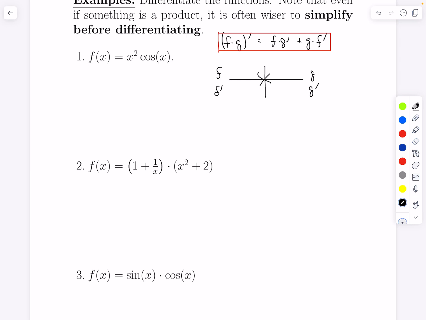Okay, here we go. We write down x squared, and we write down cosine x, yeah? This is f, and this is g. And we take the derivative. The derivative of x squared is 2x. The derivative of cosine is minus sine. And then x squared times cosine x prime is, multiply across, x squared times minus sine x plus cosine x times 2x.